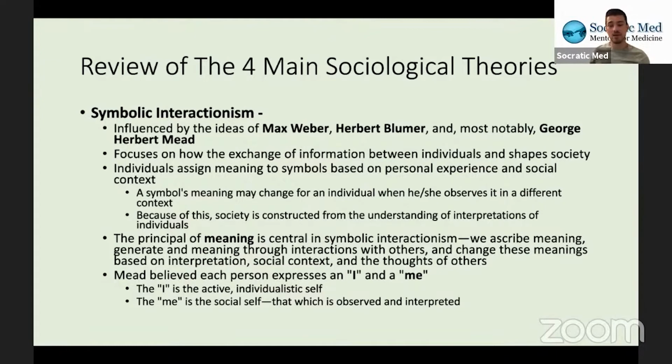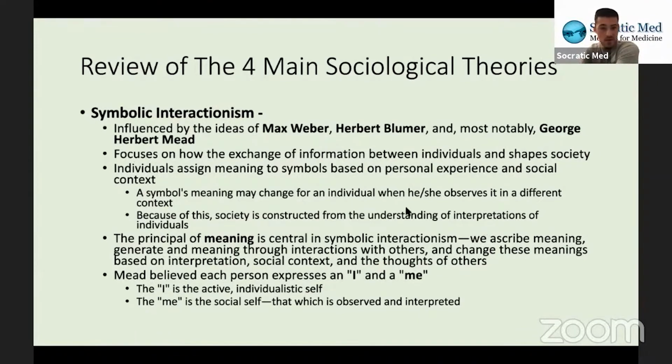So we ascribe meaning, generate meaning through interactions with others, and we change these meanings based on interpretation, social context, and the thoughts of others. So that's basically what I just said with the pizza example. We give meaning, you look at this pizza, you taste it, you think it is the best pizza in the world. Through our interactions with others, those 6 people we're bringing, we're going to change our meanings based on the interpretation, the social context, and the thoughts of those friends. So we'll change our mind. We probably won't think it's the greatest pizza ever again.